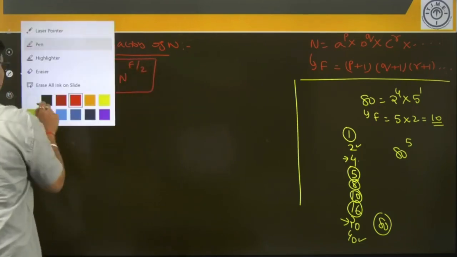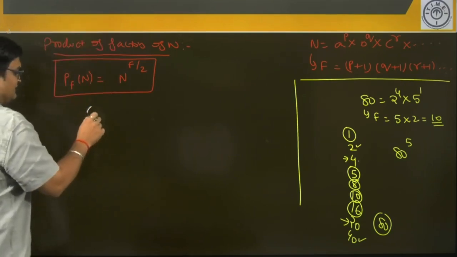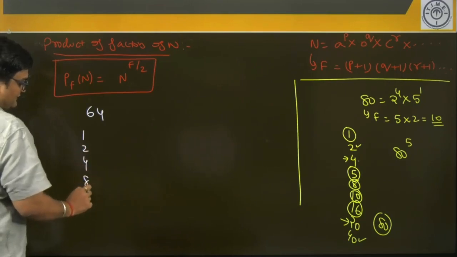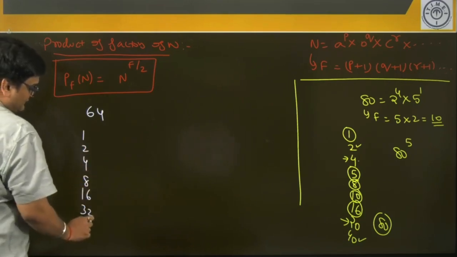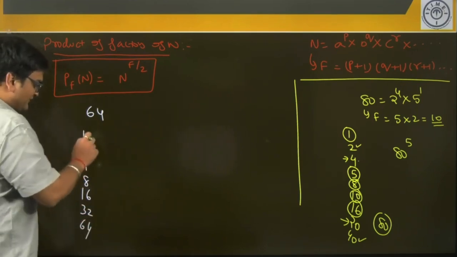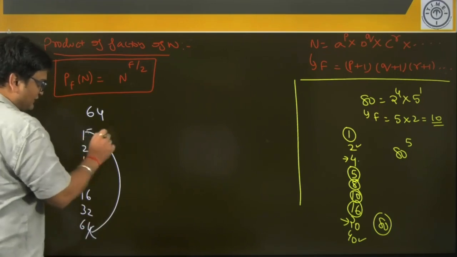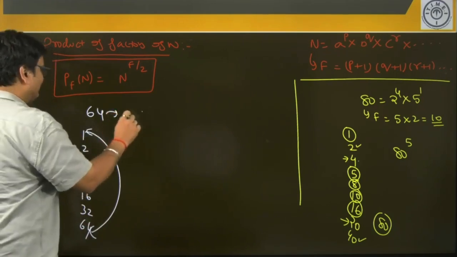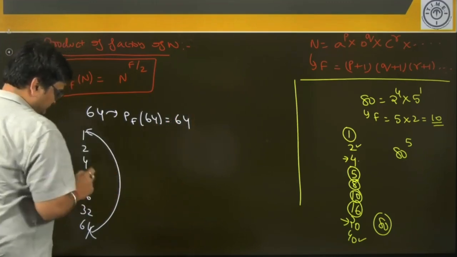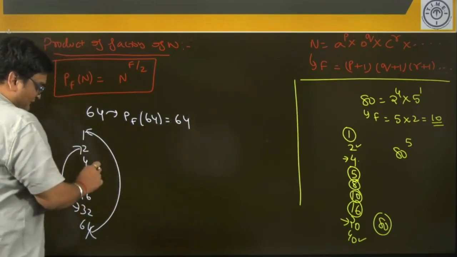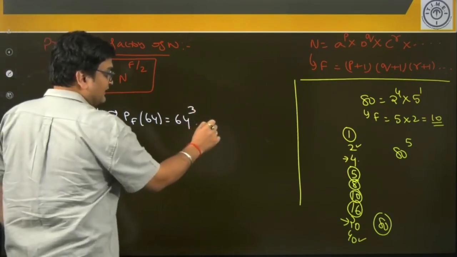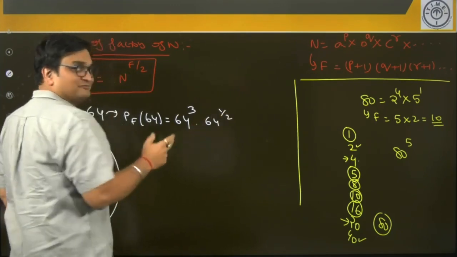Say for example I take a number like 64. What will be the factors for it? 1, 2, 4, 8, 16, 32, 64. So the number of factors that we get is 7. When you multiply all of them, what do we get? 1 into 64 is 64. 2 into 32, one more 64. 4 into 16, one more 64. So 64 cube into 8, and 8 is 64 power 1 by 2.